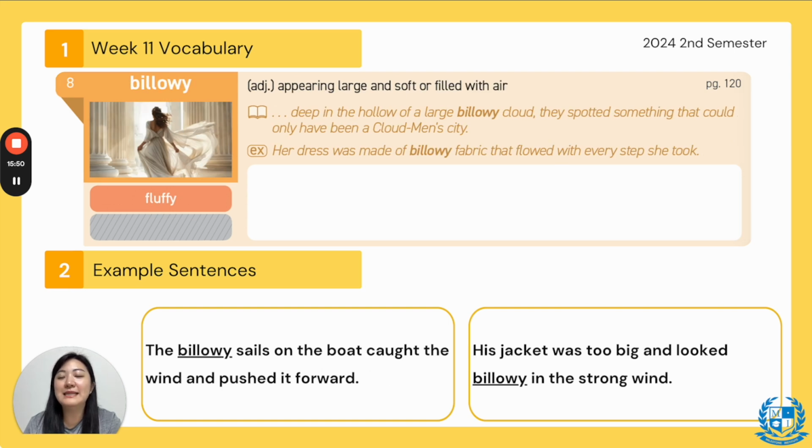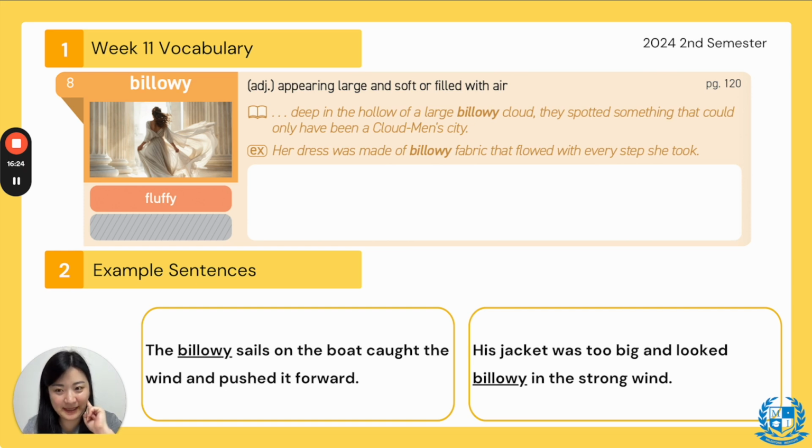Next one is billowy. Everyone say billowy. And the synonym is fluffy. It's an adjective and it means appearing large and soft or filled with air. In the book it says, "Deep in the hollow of a large billowy cloud, they spotted something that could only have been a cloudman's city." So it's not just like a wispy cloud, right? A billowy cloud means a big one. Okay, filled with air.